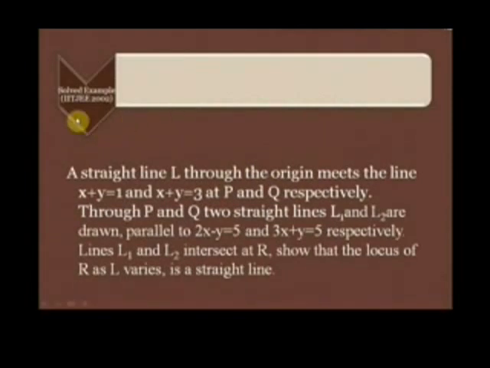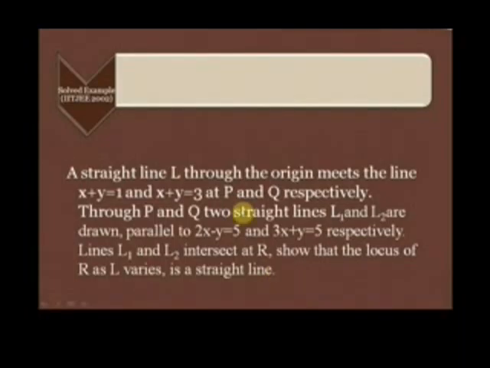Now this problem appeared in IIT JEE 2002, and it says that a straight line L through the origin meets the line x plus y equal to 1 and the line x plus y equal to 3 at P and Q respectively. Through P and Q, two straight lines L1 and L2 are drawn parallel to 2x minus y equal to 5 and 3x plus y equal to 5 respectively. The lines L1 and L2 intersect at a point R. Show that the locus of R as L varies is a straight line.